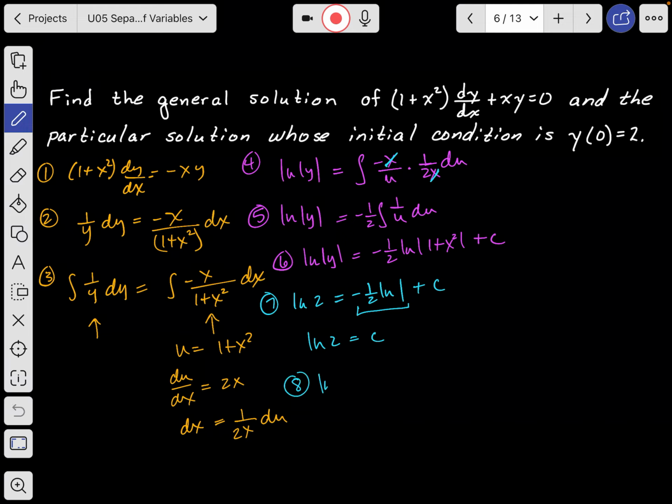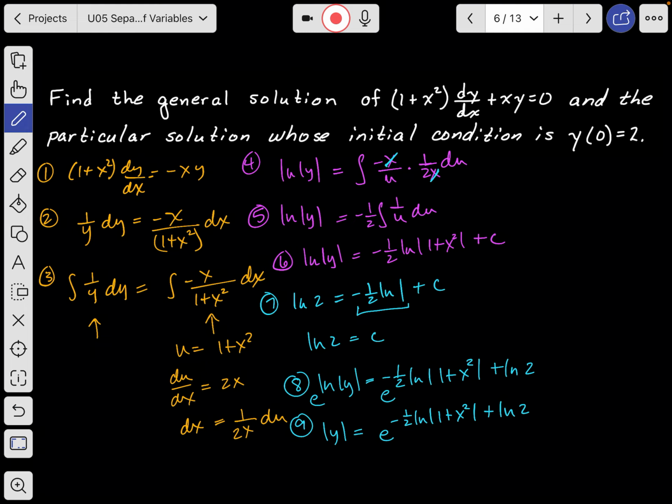So in step 8, natural log y equals negative 1/2 natural log of 1 plus x squared plus natural log 2. All right, and then we just need to isolate the y. And so I can undo the natural log with exponentiating. So in step 9, if I exponentiate both sides of my equation, I'm going to have y equal to e to the negative 1/2 natural log 1 plus x squared plus natural log 2.